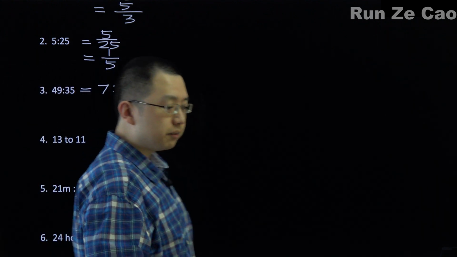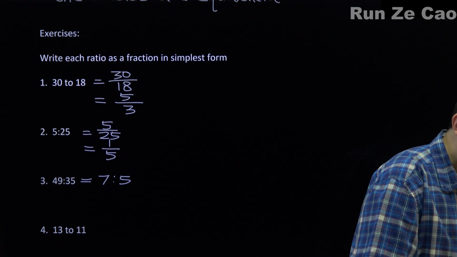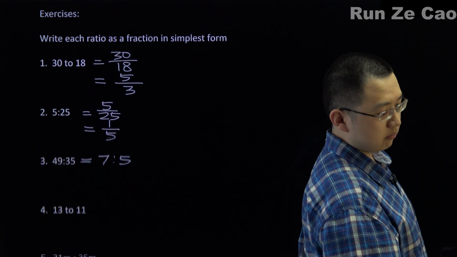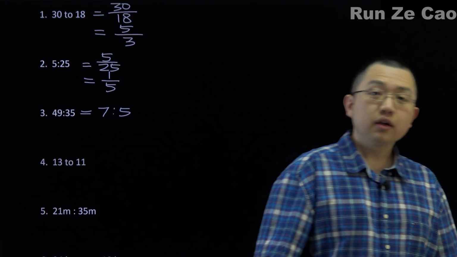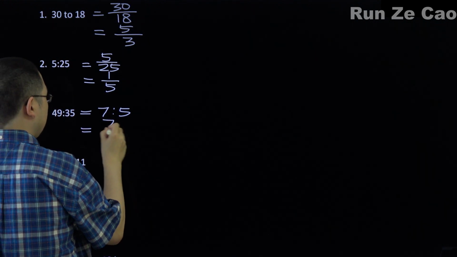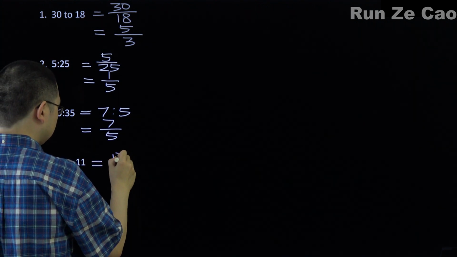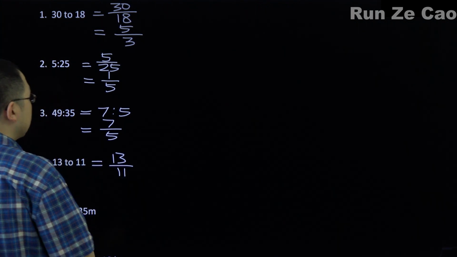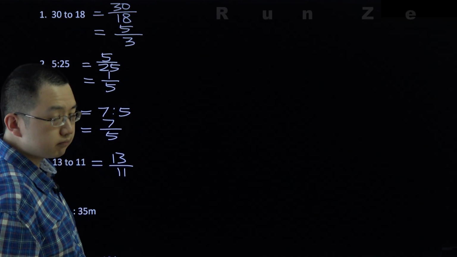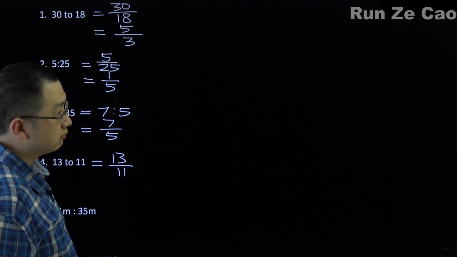That's one way we can communicate the ratio in lowest terms. But it says a fraction in simplest or lowest, depending on preferred terminology, form. So we should use the fraction. 7 over 5. 13 to 11, well, that's 13 over 11. And this is already in lowest form, as you can see from the ones I left as improper fractions before.